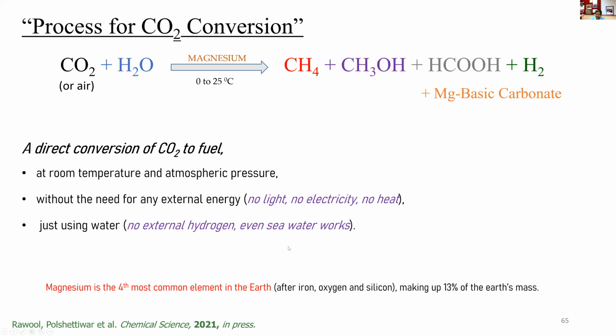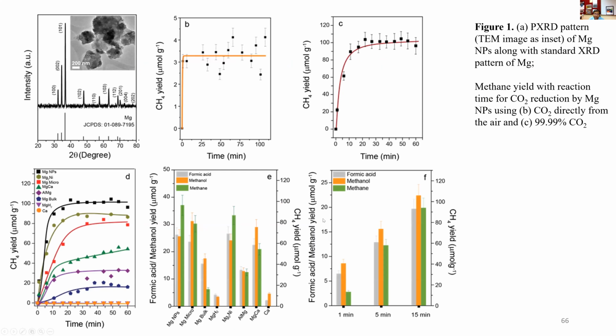And even that water doesn't need to be pure water. Even seawater works. Even seawater works better than the normal water. Magnesium is the fourth most common element on the earth, after iron, oxygen, and silicon, making up 30% of the earth. These are some of the catalytic results. You see, in less than 10 minutes, I was able to produce around 100 micromole per gram of methane from CO2 at room temperature, atmospheric pressure. So this is a very good number.